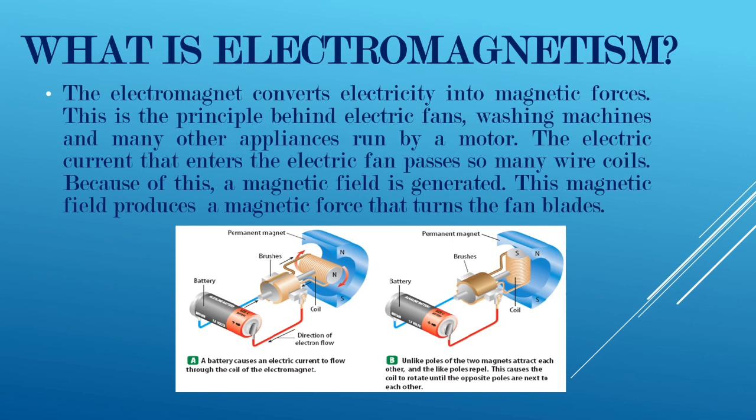Let us focus on this illustration. This picture shows an example of electromagnetism. A battery causes an electric current to flow through the coil of the electromagnet. Unlike poles or opposite poles of the two magnets attract each other, and the like poles repel. This causes the coil to rotate until the opposite poles are next to each other.